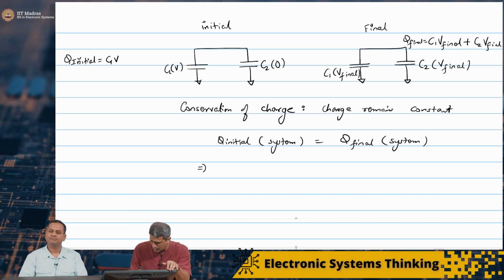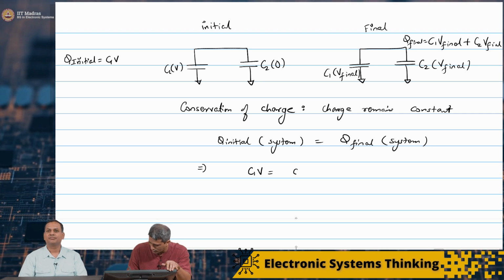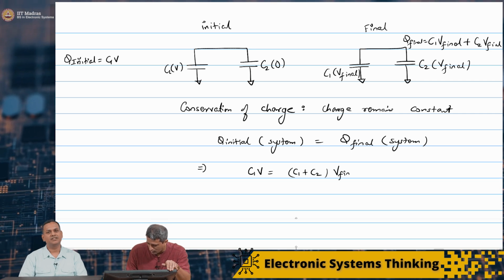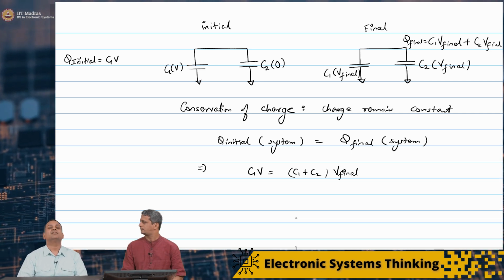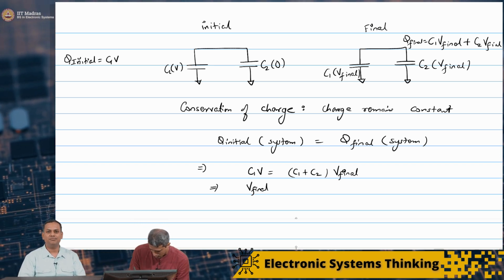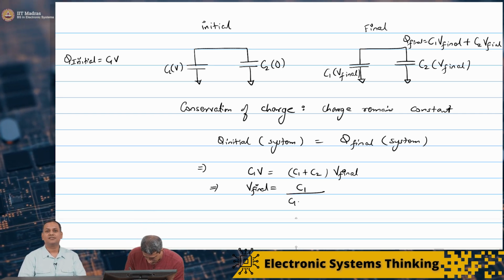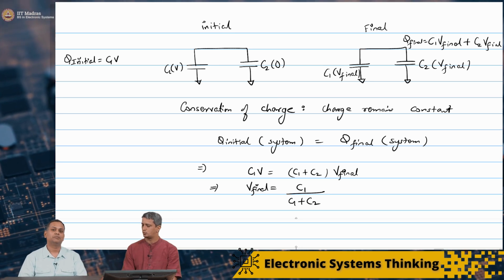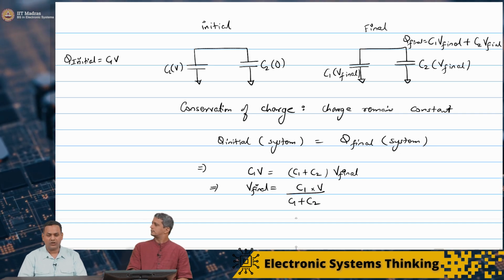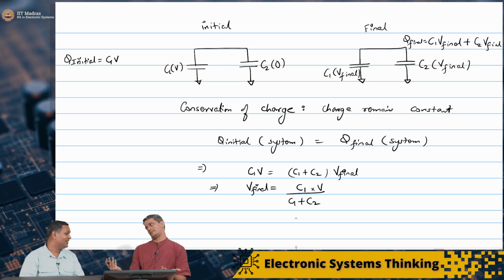Therefore we simply equate these two and say C1 times V equals (C1 plus C2) times V final. Which means that V final just depends on the ratio of the capacitors: C1 by (C1 plus C2), into V.